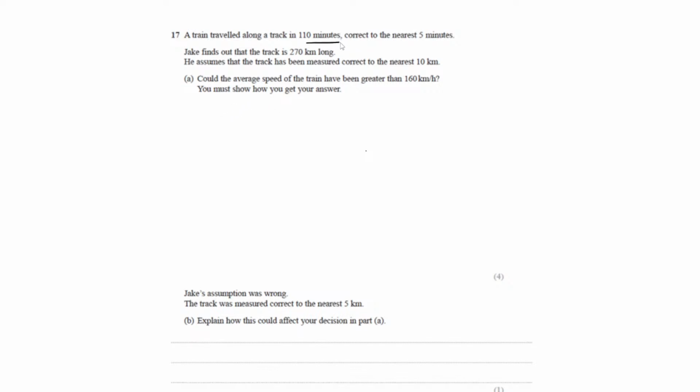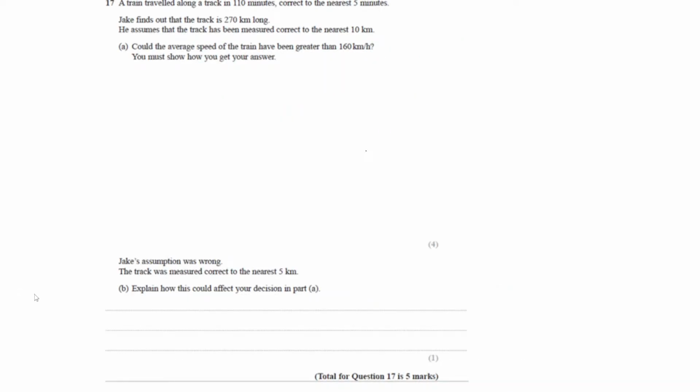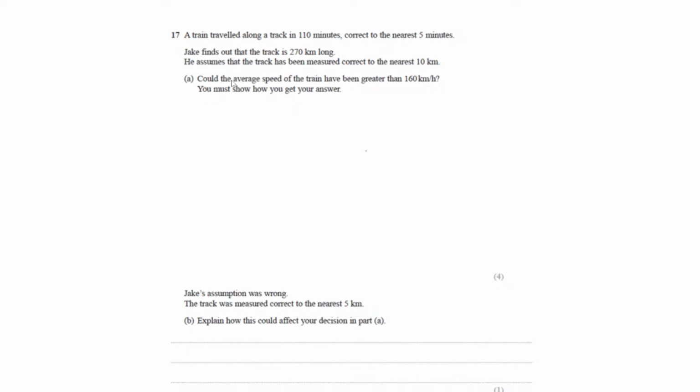The other thing to note is they've given you the time in minutes, and obviously to see how the speed is in hours, you'd have to convert that as well. So let's see, the time, the upper bound. They've said nearest 5 minutes. So whatever you do, you take whatever it's rounded to, you half it. So the nearest 5 minutes, that's plus or minus 2.5 minutes. That's what we would do.